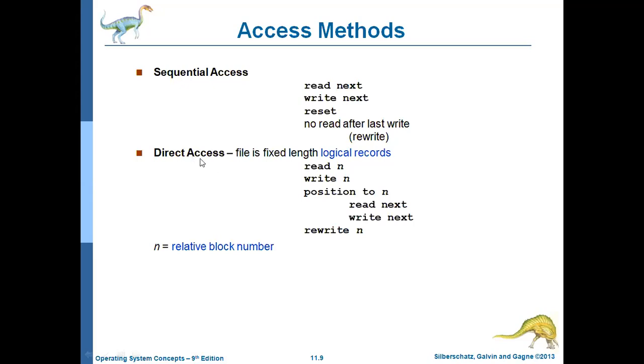Then comes direct access. What do you mean by direct access? The file is of fixed-length logical records. The operations are read n, write n, position to n. Otherwise with read next, write next, you keep reading until n is reached. n is the relative block number. This is one of the access methods, direct access.